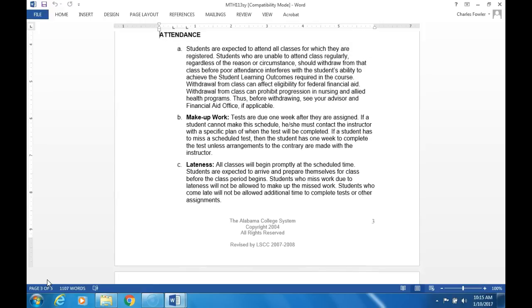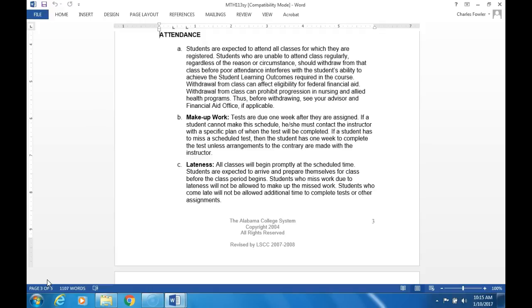All right, attendance. Students are expected to attend all classes for which they are registered. Students who are unable to attend class regularly, regardless of the reason, whether excused absence or unexcused absence, it really doesn't matter. If you're not here, you tend not to be able to get the material. If you don't get the material, you're not going to do as well on the grades. So don't let poor attendance mess with your ability to do well in the course. You might want to consider withdrawing.